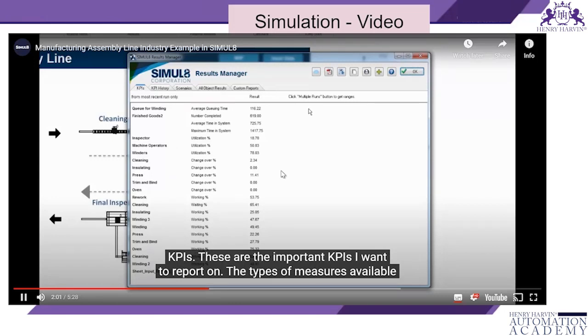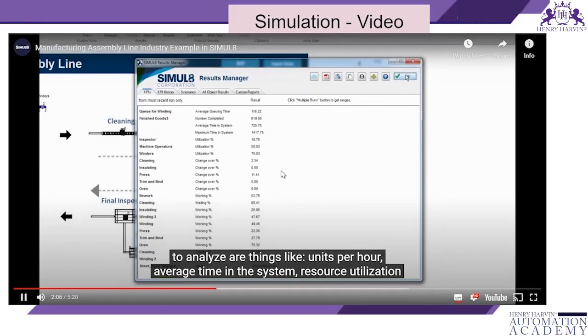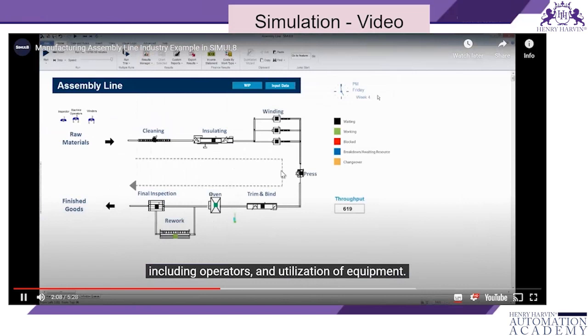The types of measures available to analyze are things like units per hour, average time in the system, resource utilization including operators, and utilization of equipment.